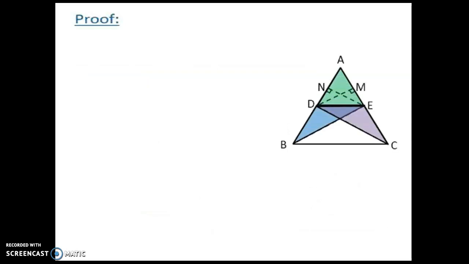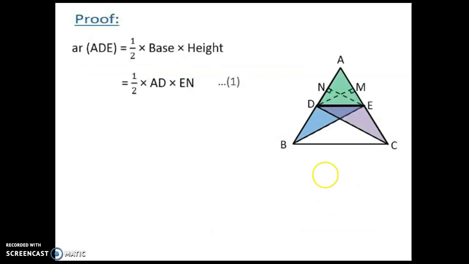So moving to the next slide, proof. First this green part we are going to take. In what we are going to prove, AD by DB, first let's take that. We want AD, so only we are choosing this triangle ADE, this green color triangle, that one we are taking first. What's the area of the triangle? Half into base into height.